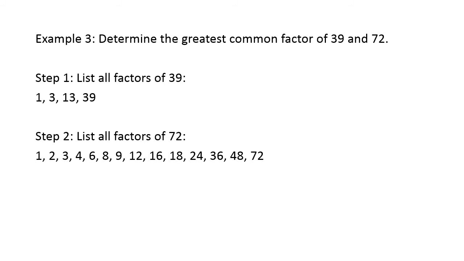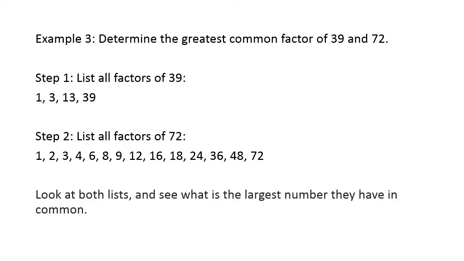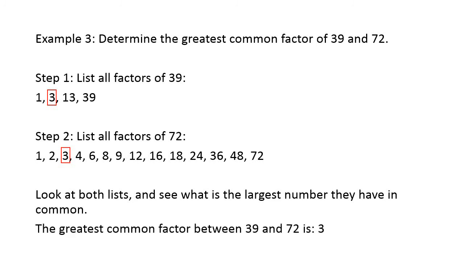If you rewind a little bit the time bar in this lesson, you'll see how to list all the factors of a larger number that has a lot of factors in an organized manner. Look at both lists and see what is the largest number they have in common. 3 is the largest number they have in common, so 3 is the greatest common factor of 39 and 72.